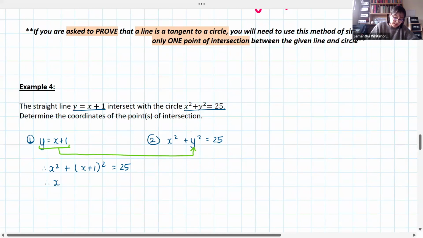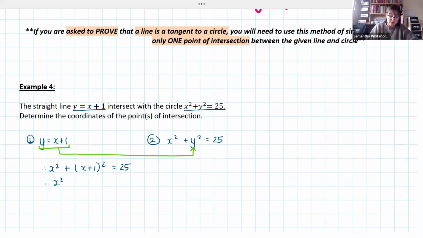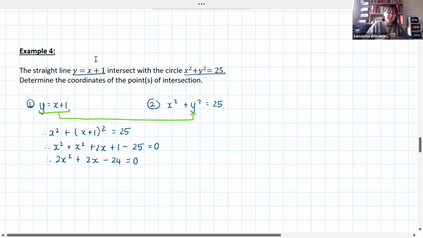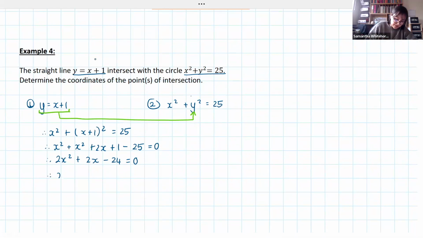So you need to distribute that bracket. Remember, it's x plus 1 times x plus 1. That gives me x squared plus 2x plus 1 minus 25, because remember, we want to make one side equal to 0. Now we collect our like terms: 2x squared plus 2x, 1 minus 25 is minus 24, is equal to 0. Now we factorize. However, all of those can be divided by 2, so I'm going to simplify my life and divide everything by 2, giving me x squared plus x minus 12.